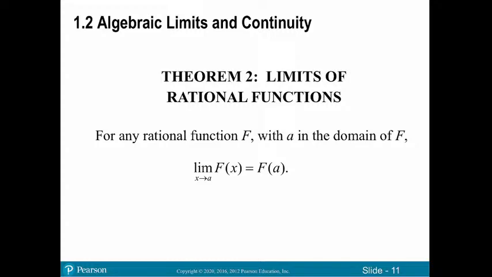So then we have theorems, limits of rational functions. This is theorem 2. For any rational function f with a in the domain of f, the limit as x approaches a of this rational function is going to be f of a. Let's look at that one more time. You basically substitute in, right? That's essentially what we did in the last one.